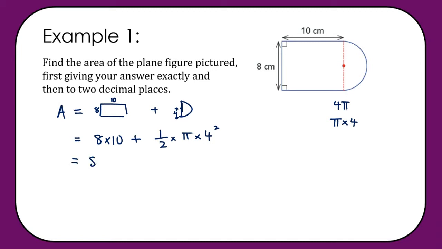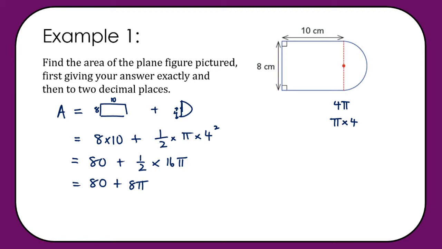So 8 times 10 is 80, plus we have half times 16 pi. Now I want you to avoid the temptation to go straight to a calculator. Here the question specifies first giving our answer exactly and then to 2 decimal places. Again, down the track we're going to be working exactly all the time and we would be leaving our answer as 80 plus 8 pi. That's the exact area of this shape.